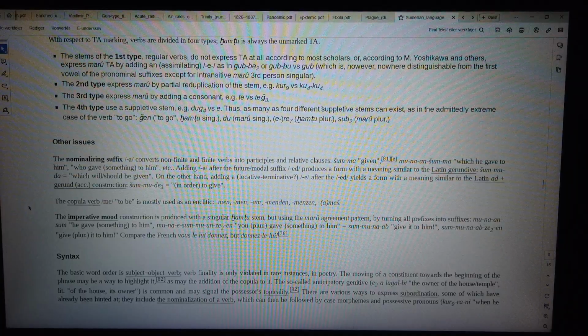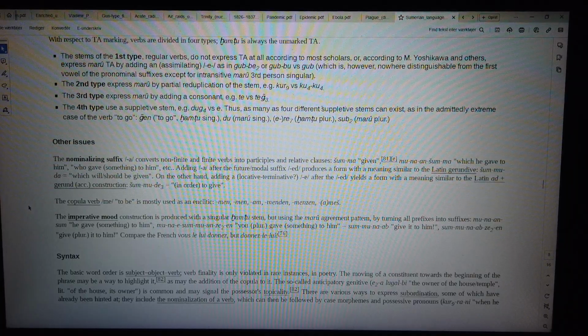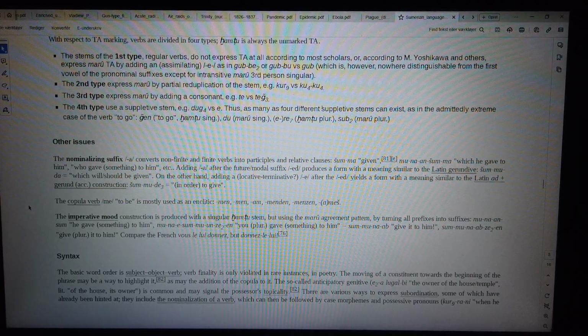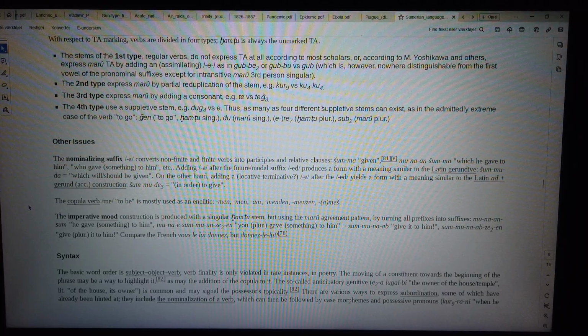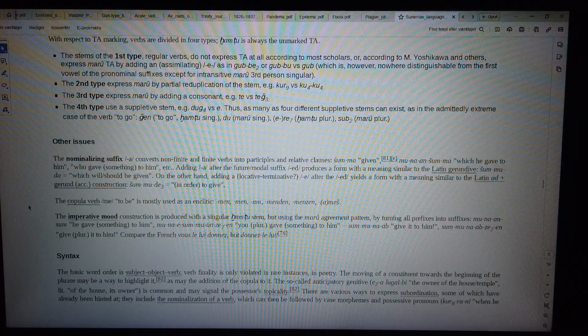Thus, as many as 4 different suppletive stems can exist, as in the admittedly extreme case of the verb to go, gen, to go, a mu sing., du, maru sing., e-re7, a mu pl., su8, maru pl.